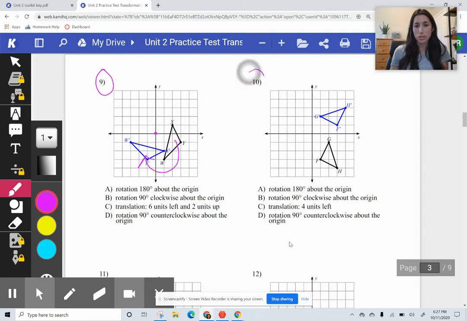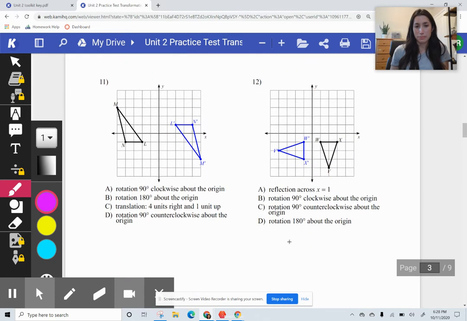Okay, let's answer question 10. Here's our original figure, the new figure. And let's take a moment, answer question 11. And we'll finish our rotations with question 12.